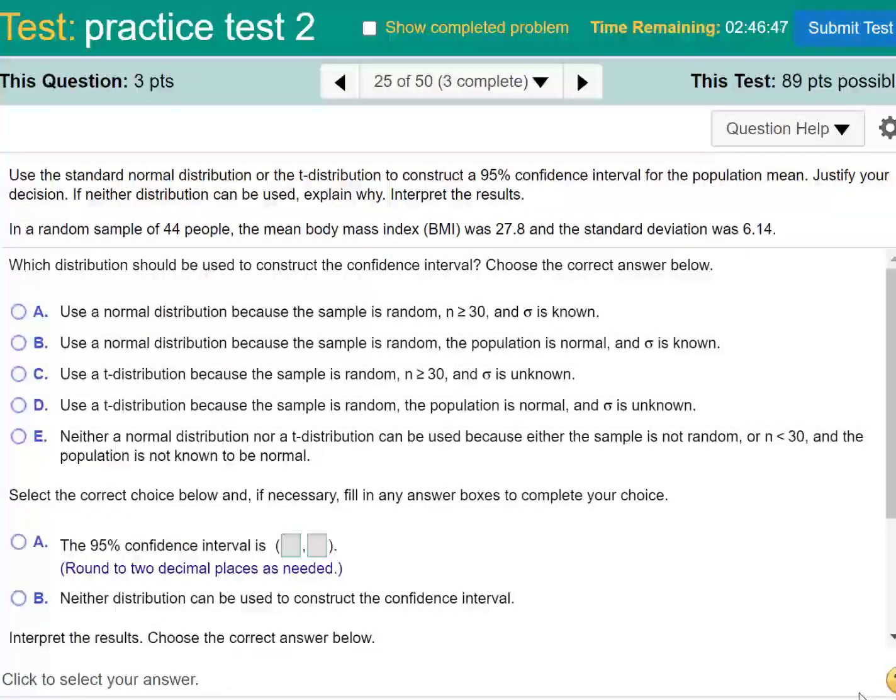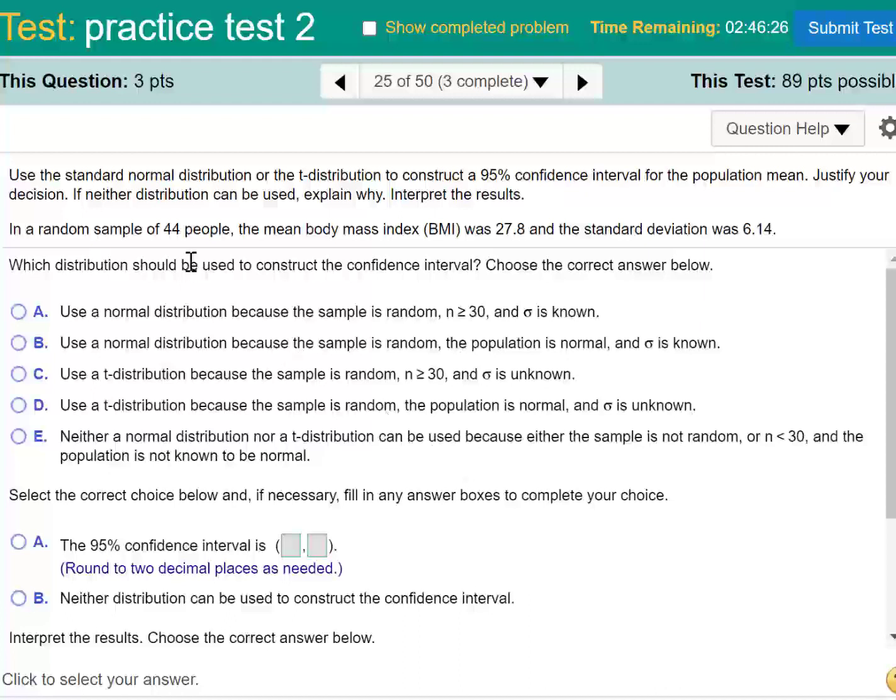Use a standard normal distribution or a t-distribution to construct a 95% confidence interval for the population mean. Justify your answer. If neither distribution can be used, explain why. In a random sample of 44 people, the mean body mass index was 27.8 and the standard deviation was 6.14.